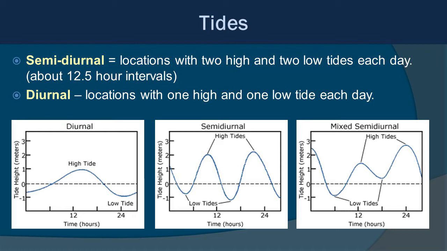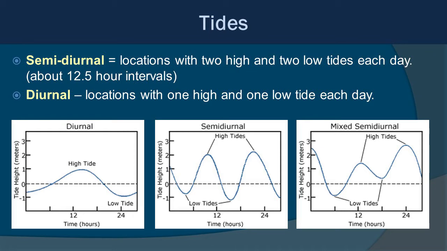Now, as the moon rotates around the Earth, it causes tides to rotate as well along the Earth's surface. Now, there are 2 patterns we can talk about. There's 3, but we're going to talk about 2. The first is semi-diurnal, and that's locations that have 2 high and 2 low tides each day, about 12.5-hour intervals between them. Then we have diurnal, where locations have 1 high and 1 low tide each day.